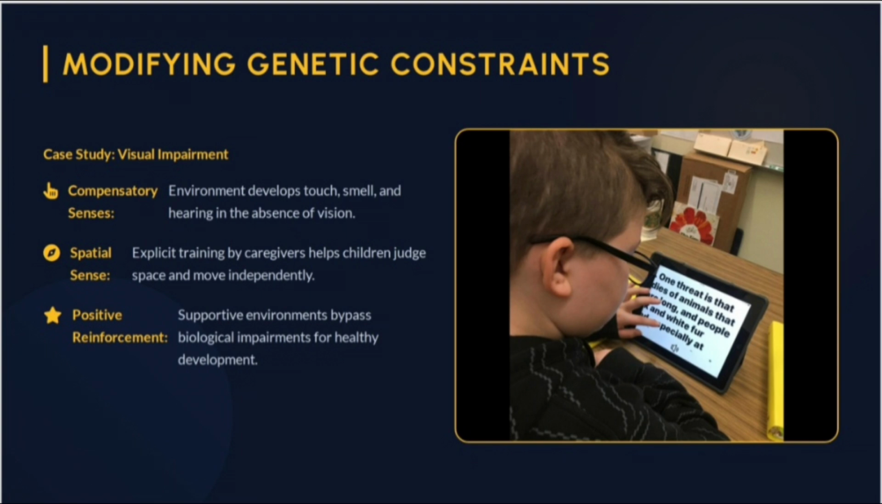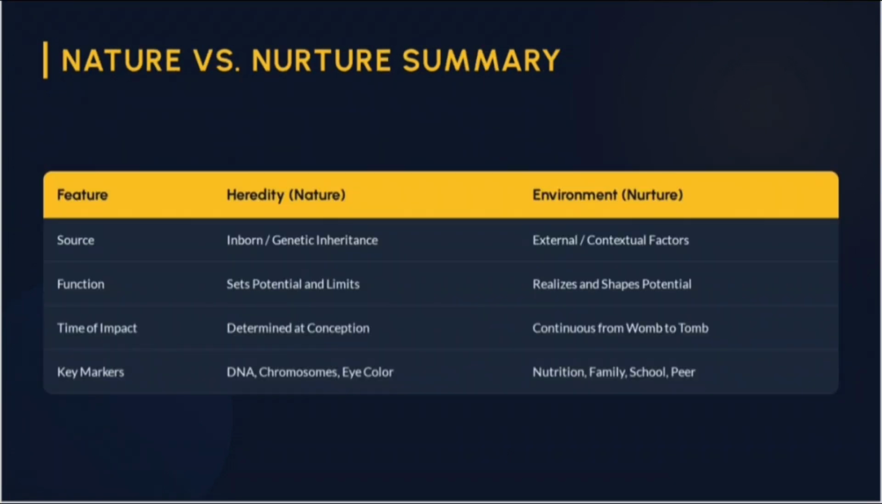healthy development. Let's quickly summarize everything in this easy table, so you can take a quick screenshot for revision. Okay, heredity comes from your genes at conception and sets your fixed limits. Environment comes from external factors, acts continuously throughout life, and determines how well you express that inner potential.